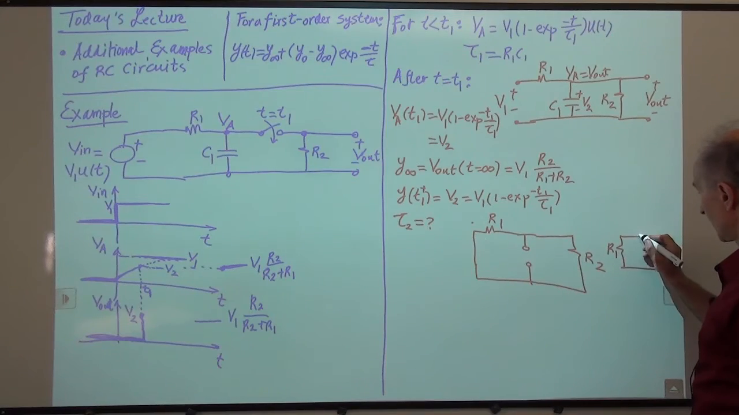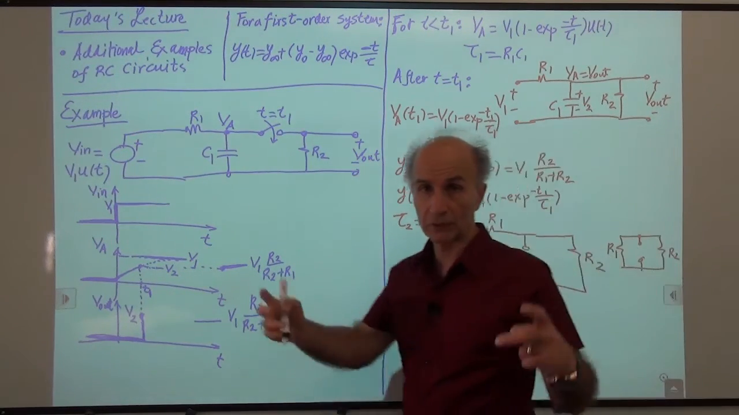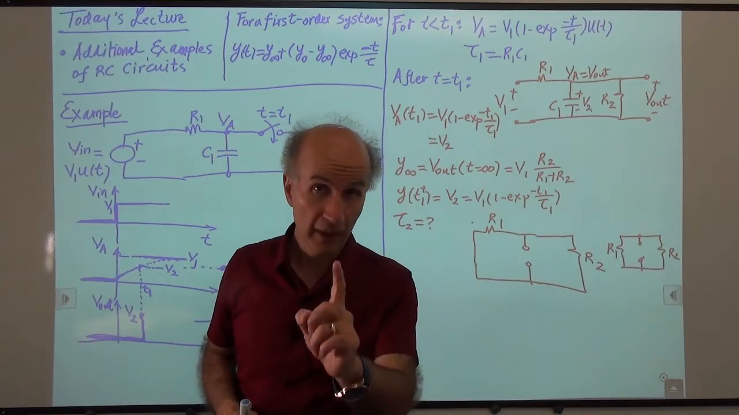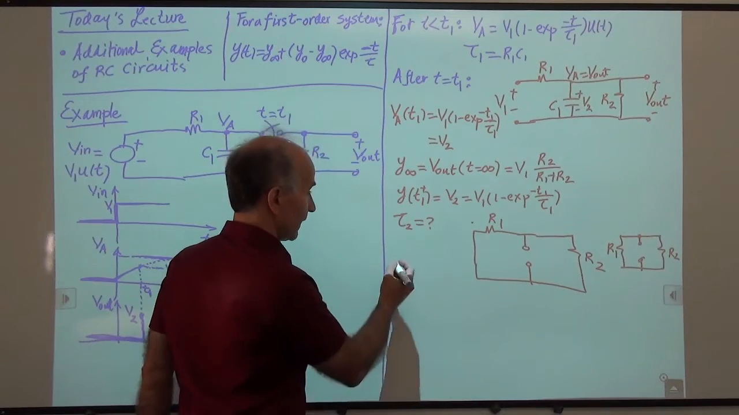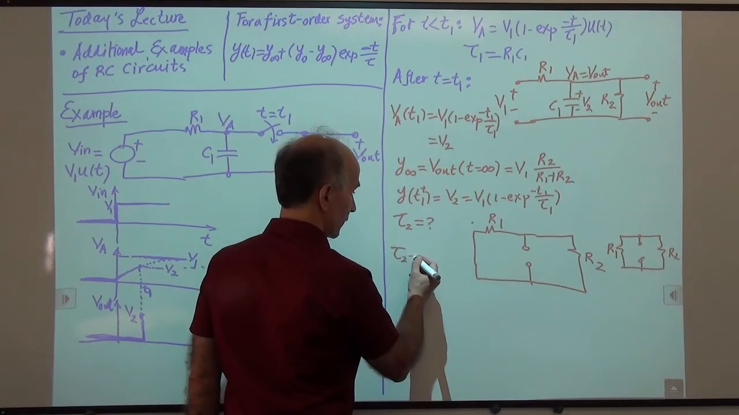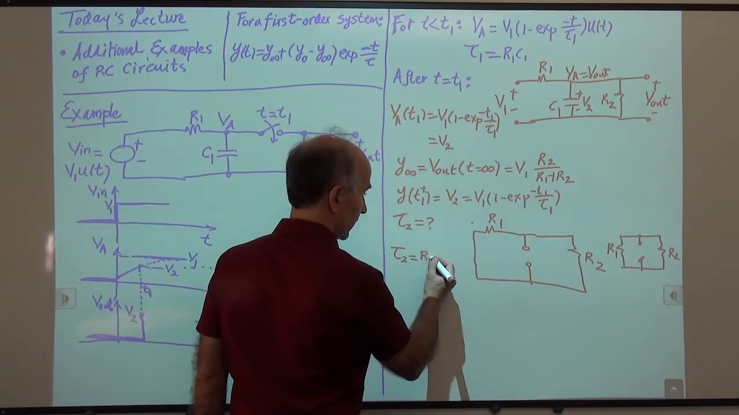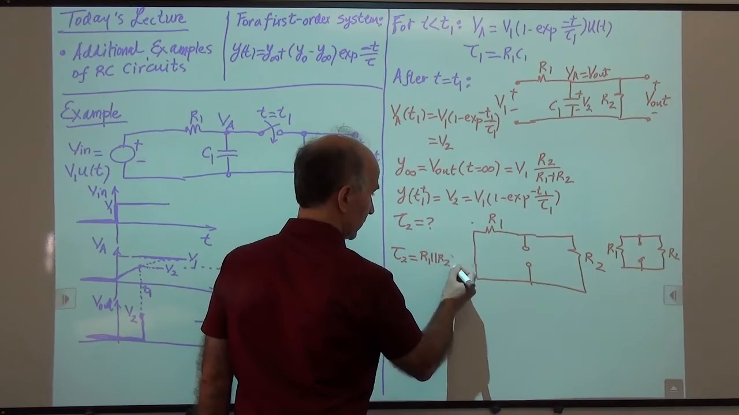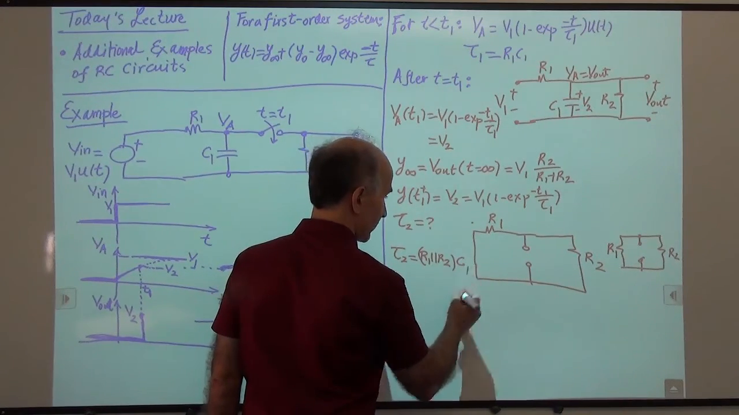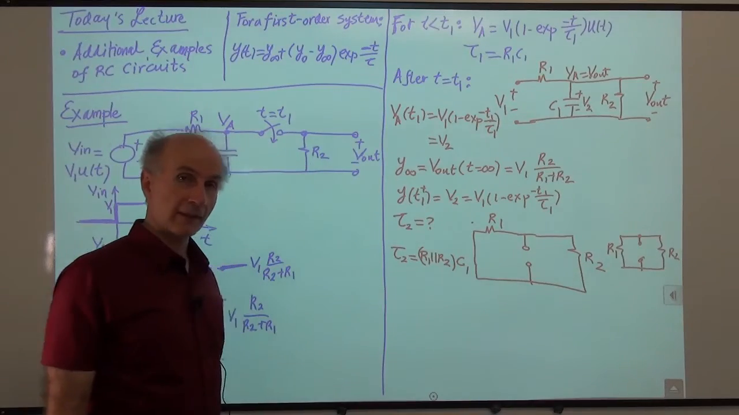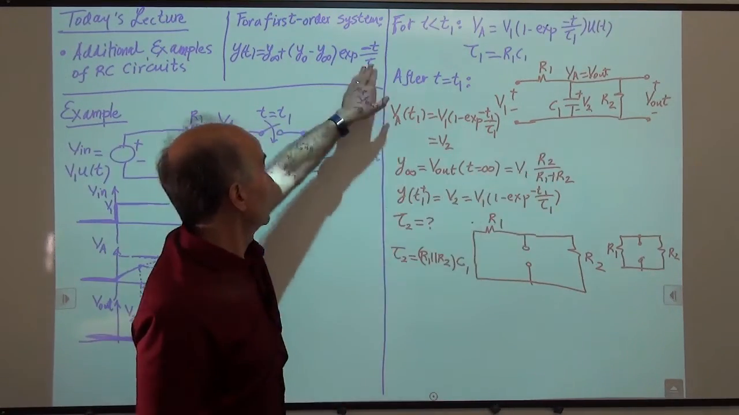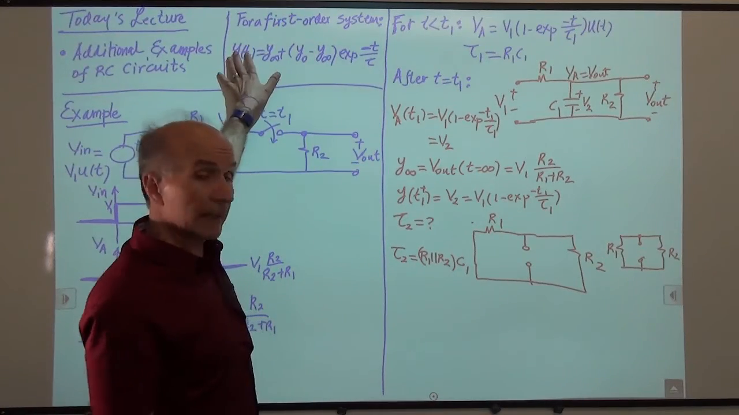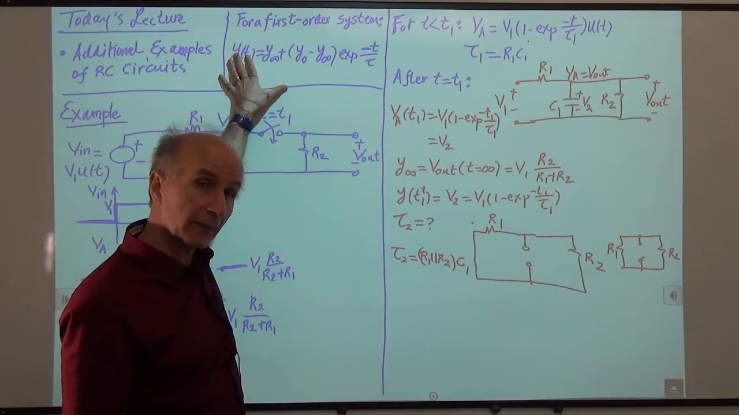And we are interested in the resistance between these 2 points, right? So that would be R1 and R2 in parallel, not in series. Okay, so then I can say that tau 2 is equal to R1 in parallel with R2 times the capacitor that we have, C1. That's the time constant in this mode. Now I have the time constant, I have all these values. I can write the output as a function of time.